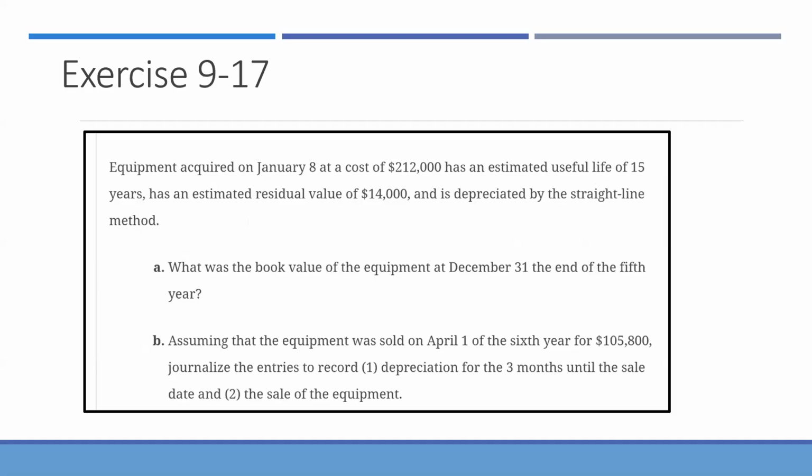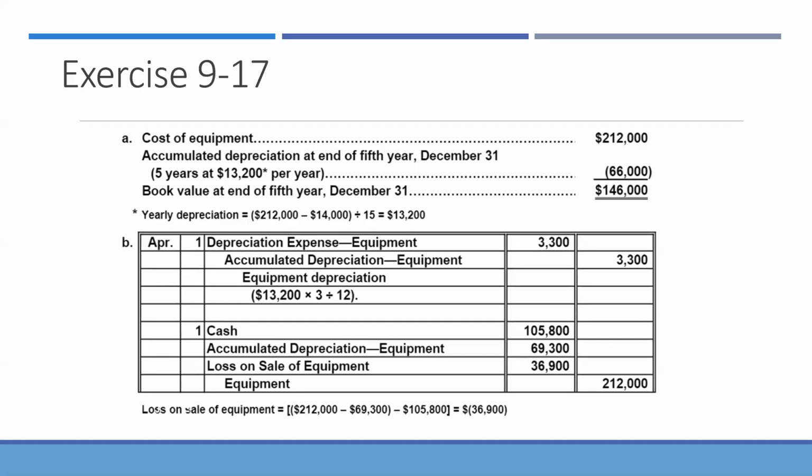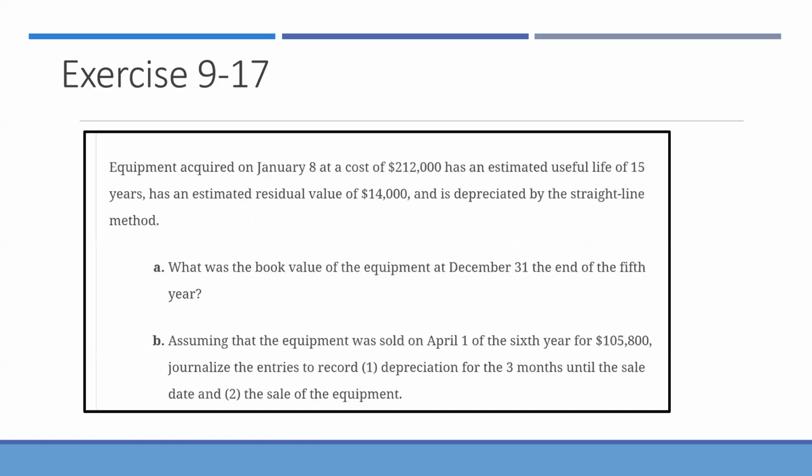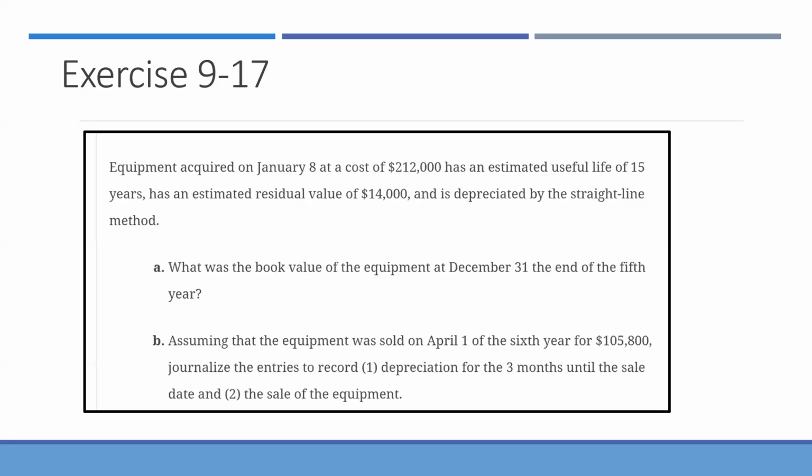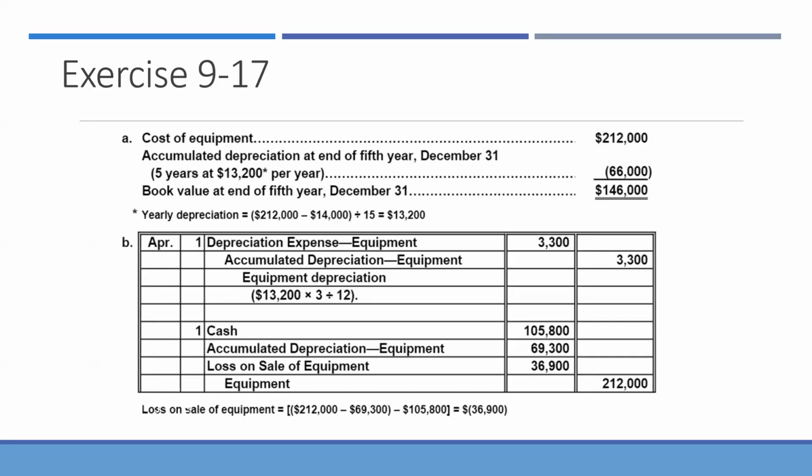1 divided by 15, I'm not sure what percentage that is, but if we take 212,000 minus 14,000 divided by 15, we get our annual rate of 13,200. It was purchased in the first half of January, so we're depreciating a full year in the first year, so we don't have to worry about partial year. And then we have 66,000 in depreciation, so our net book value is 146,000 at the beginning of the year. We depreciate 3 out of 12 months because we're selling it first half of April. And then that's an additional 3,300 in depreciation expense.